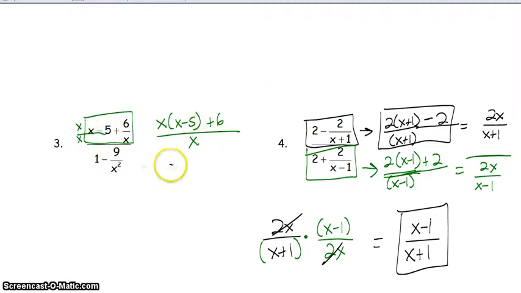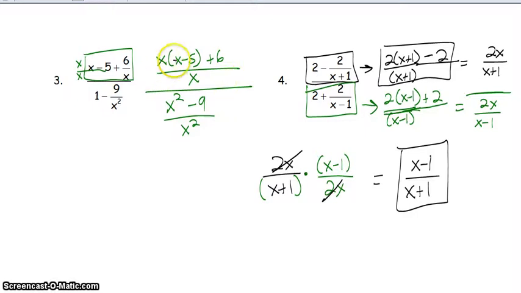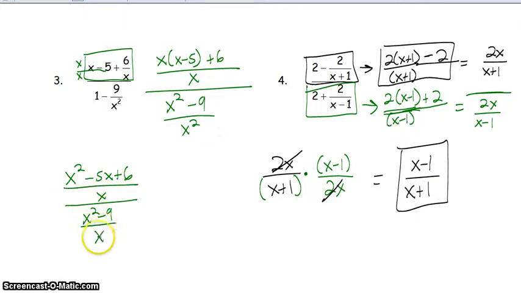So the top is that. The bottom, I have to multiply the top and the bottom by x squared. So we get x squared minus 9 over x squared. So I'm going to simplify this now. The next step is multiplying out on top. We get x squared minus 5x plus 6 over x, divided by x squared minus 9 over x squared.